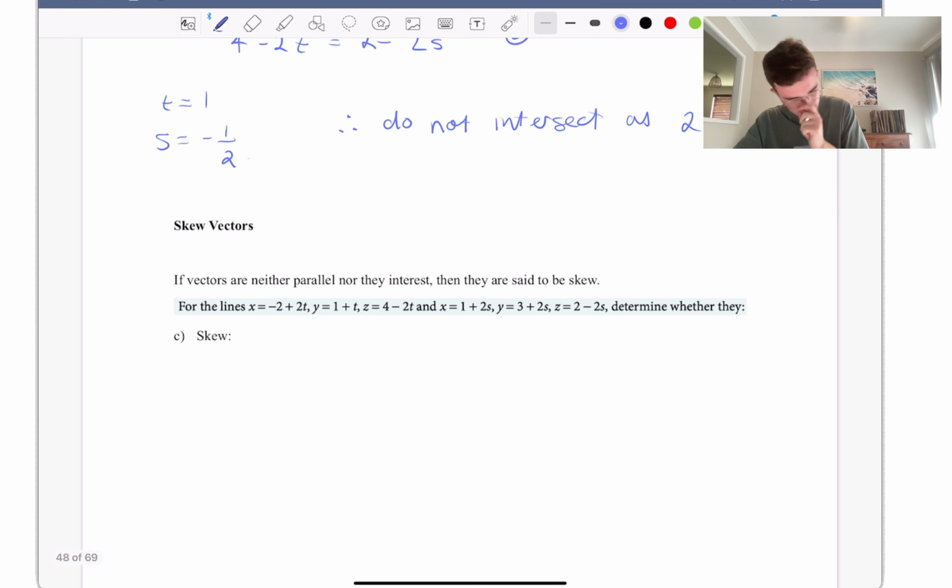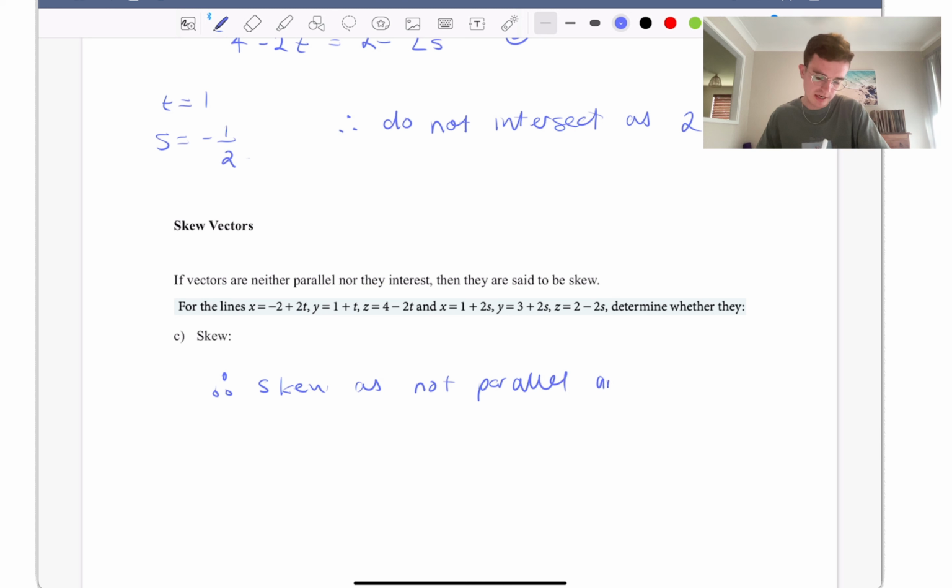Okay, skew vectors. So if vectors are neither parallel nor they intersect, then they are said to be skew. So we've just proven that they're not parallel and they don't intersect, so therefore skew lines are not parallel and don't intersect.